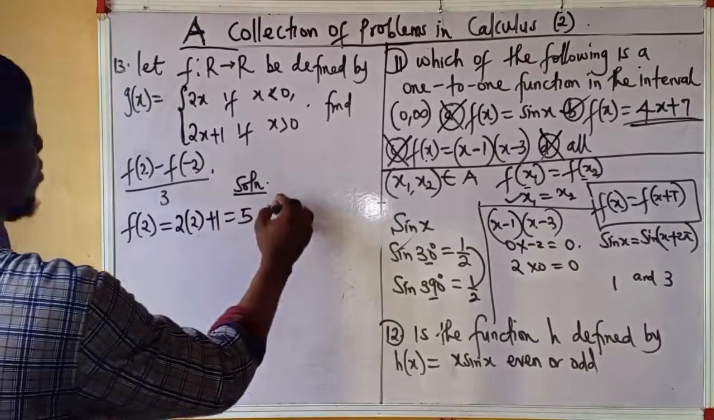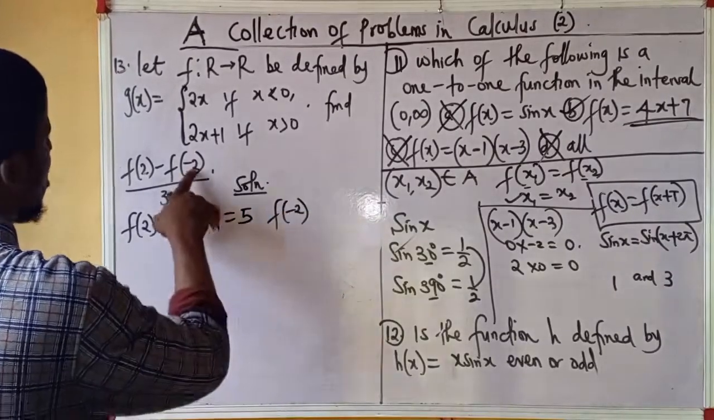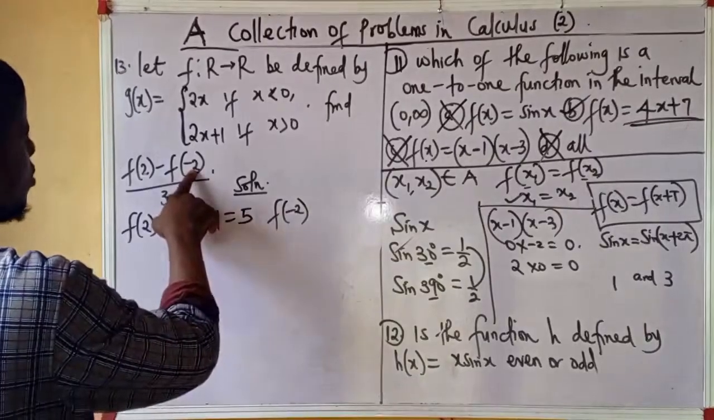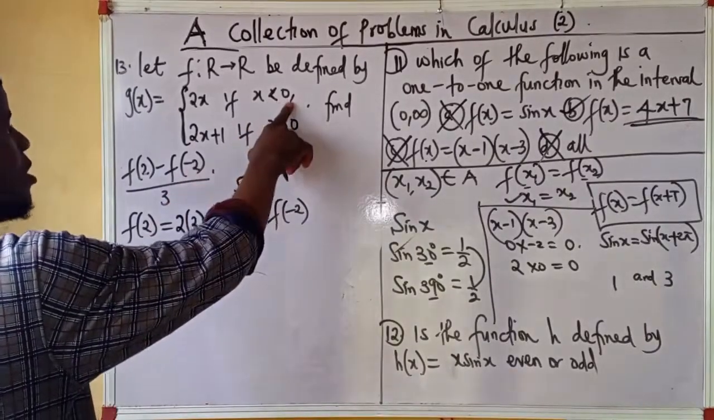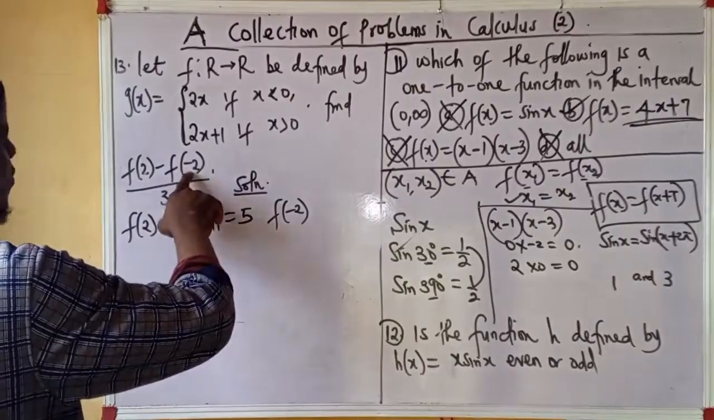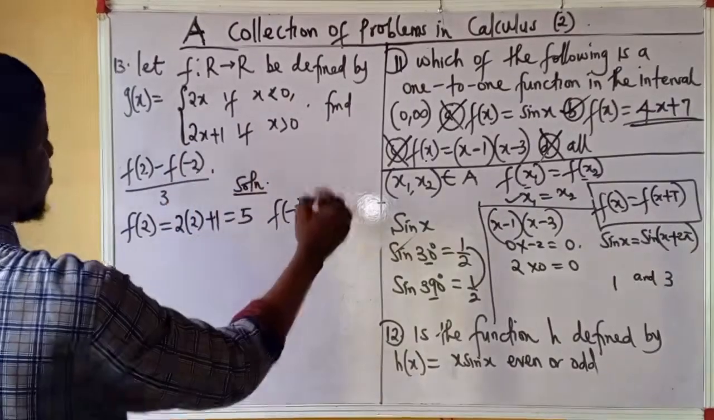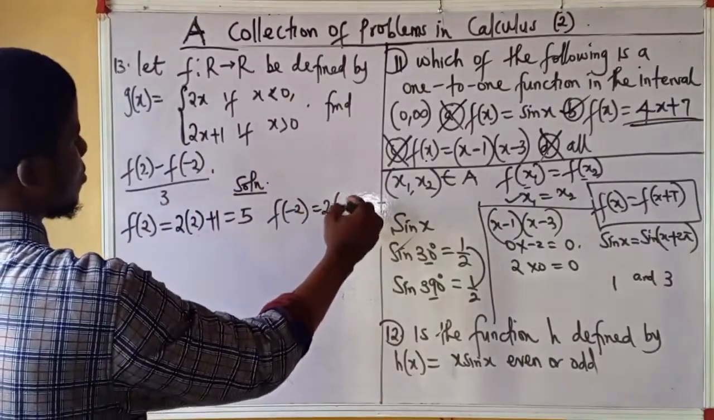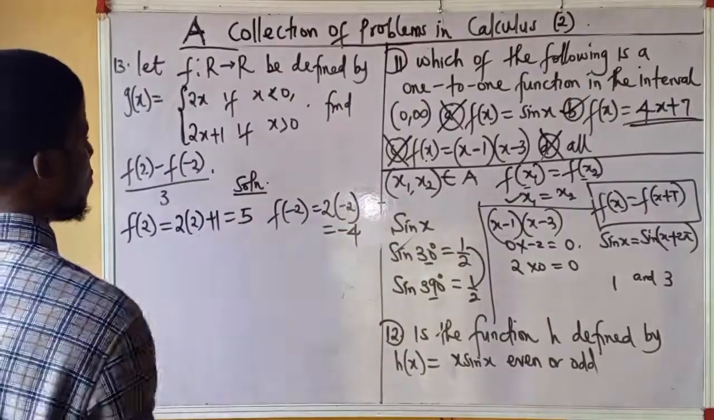Okay. What is f of minus 2? Minus 2 is a number which is actually smaller than 0. To determine f of minus 2, I'll use this. And that will give me minus 4.